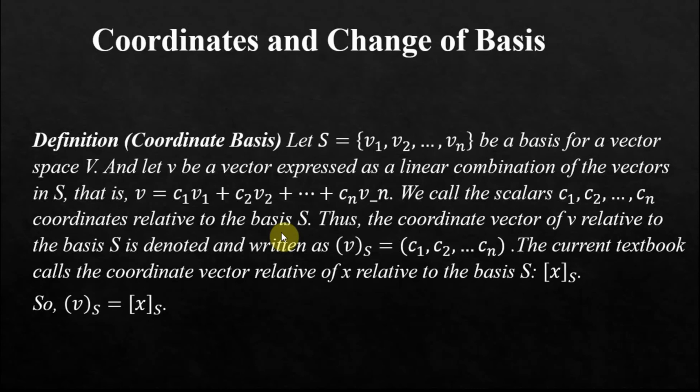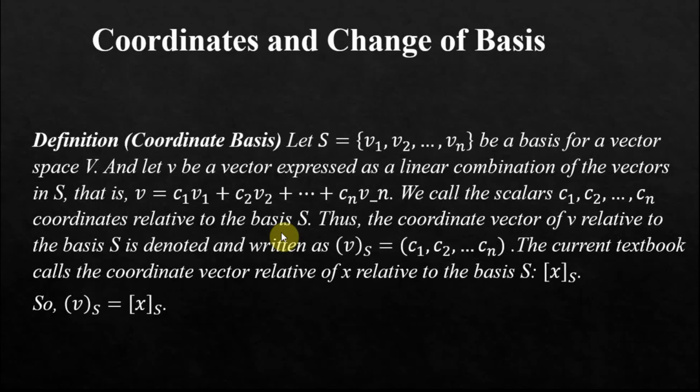So first, here is the definition for the coordinate basis: let S be a basis for a vector space, and let V be a vector expressed as a linear combination of the vectors in S. That is, V is equal to that linear combination. In the textbook, instead of using the vector V, they use the vector X. So that's fine. We call the scalars C1, C2 to C sub n the coordinates relative to the basis S. Thus, the coordinate vector of V relative to the basis S is denoted and written as V subscript S. In this current textbook, they take that same value and just call it X sub S, since they're claiming X is the vector that can be written as a linear combination.